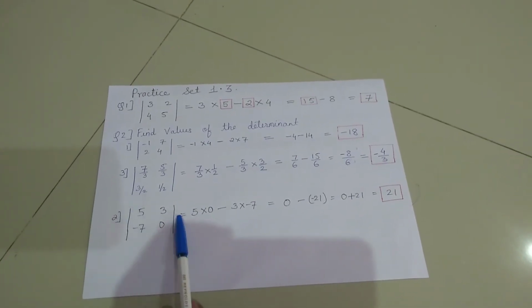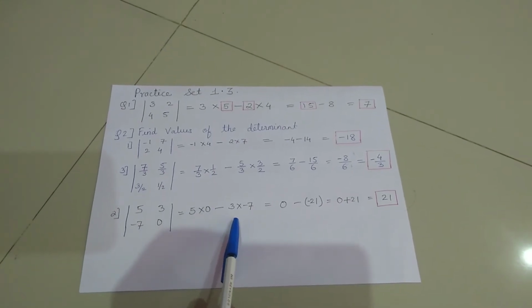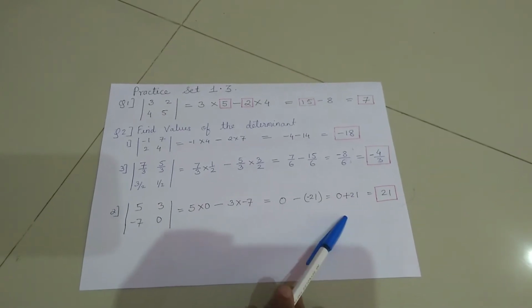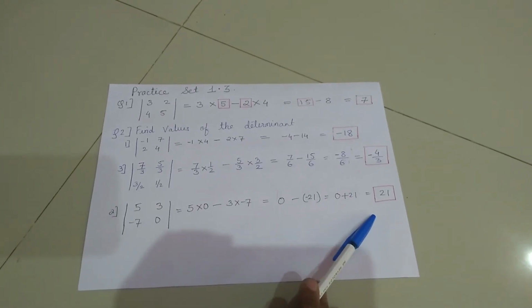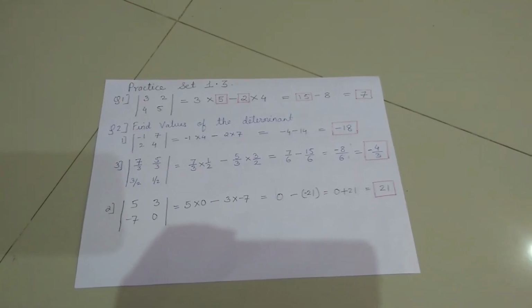The second one, actually, I solved the third first and the second later. So 5, 3, minus 7, 0: 5 into 0 minus 3 into minus 7, which gives 0 minus of minus 21, that is plus 21. So the answer of this is 21. Now I hope you understand how to find the value of the determinant.